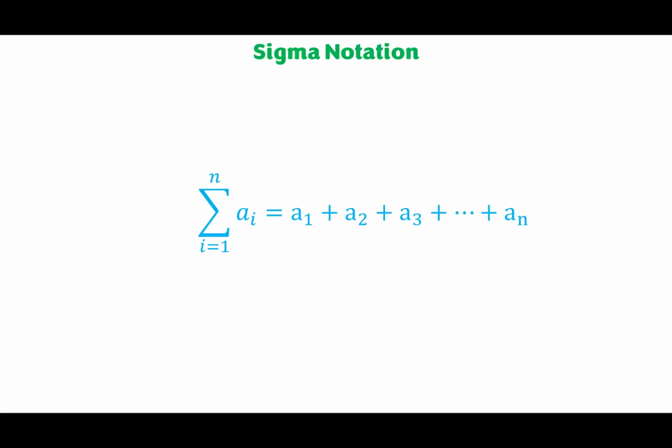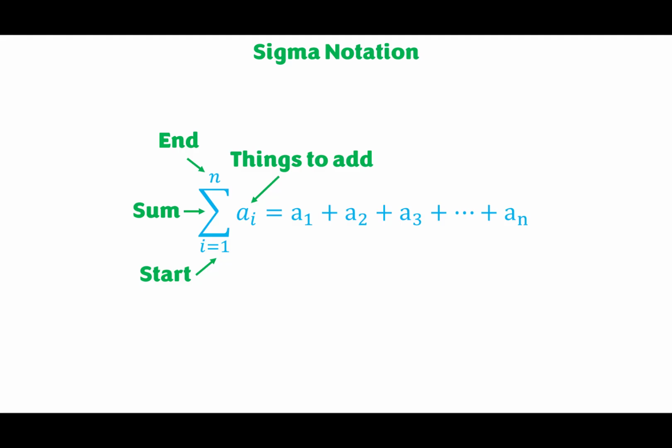Alright, so we're going to start with reviewing what sigma notation is. That capital letter sigma is telling us to sum. We're starting at i equal to 1 and ending at i equal to n. And the things that we're adding are a sub i, and we're adding n of them. So you can see on the right hand side of the equation, we have a sub 1, a sub 2, a sub 3, all the way to a sub n, and we're adding them all up.